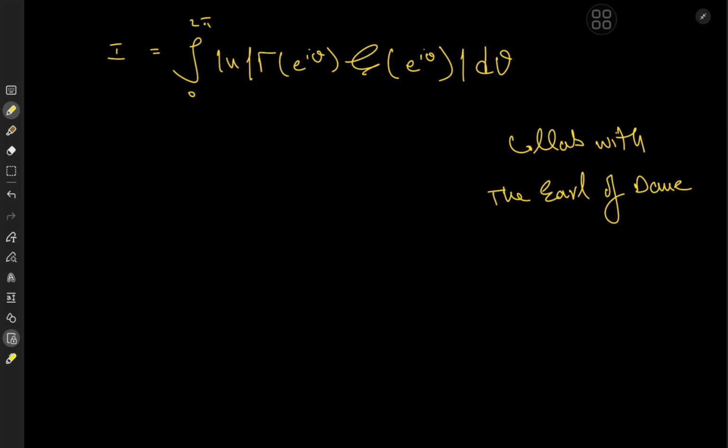Magandang araw, folks. Today we have a special in special functions, and today's integral is brought to you by my good friend, the Earl of Dane, who helped me solve this thing.